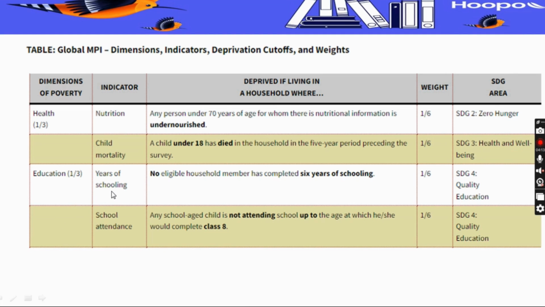In education, for years of schooling, we focus on no eligible household member having completed 6 years of schooling, and for this we focus on SDG 4, quality education. And for school attendance, any school-age child is not attending school up to the age at which he or she would complete class 8. For this, we focus on SDG goal 4, quality education.